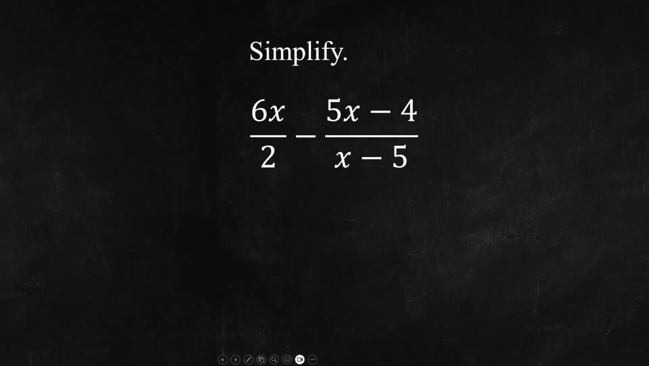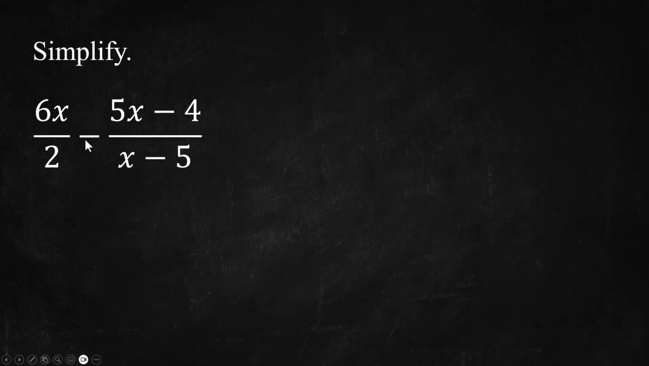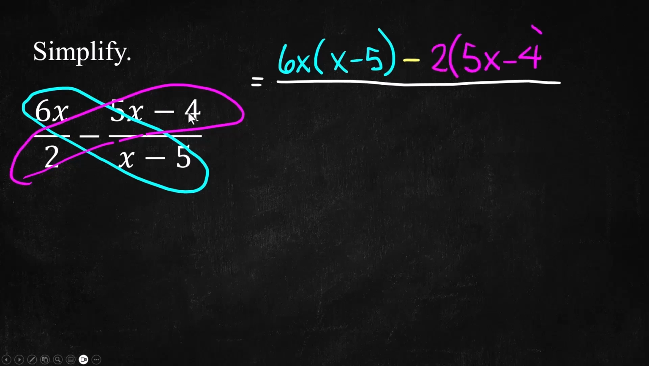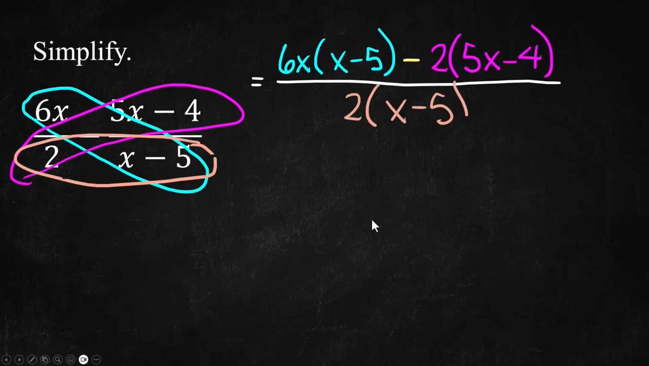We are done. Again, we are simplifying, but this is a subtraction problem. So I'm going to need to have common denominators, and I'm going to use a trick from middle school. I'm going to multiply this numerator times that denominator. I'm going to multiply this denominator times that numerator. And then you multiply the denominators together. That's a fast way of doing adding and subtracting of fractions, which works nice in algebra.